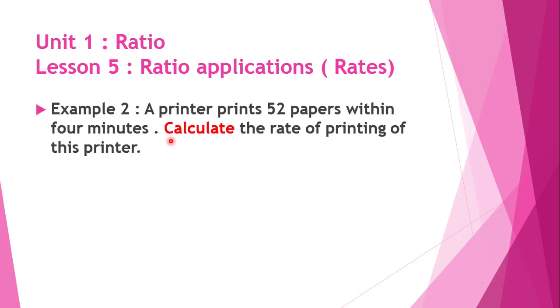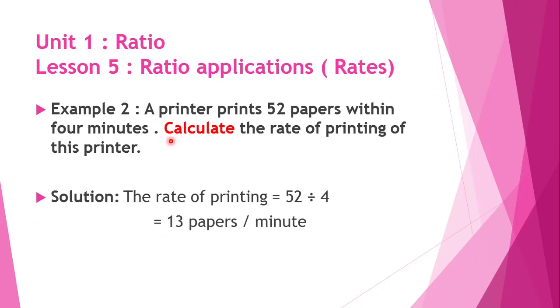Okay, let's move to another example. Here we have a printer prints 52 papers within 4 minutes. Calculate the rate of printing of this printer. Okay, so this printer prints 52 papers during 4 minutes. Okay, I want how many papers in 1 minute. So also I'll divide 52 by 4. The result will be 13. So this printer prints 13 papers each minute, or 13 papers per minute. This is the rate. Okay.